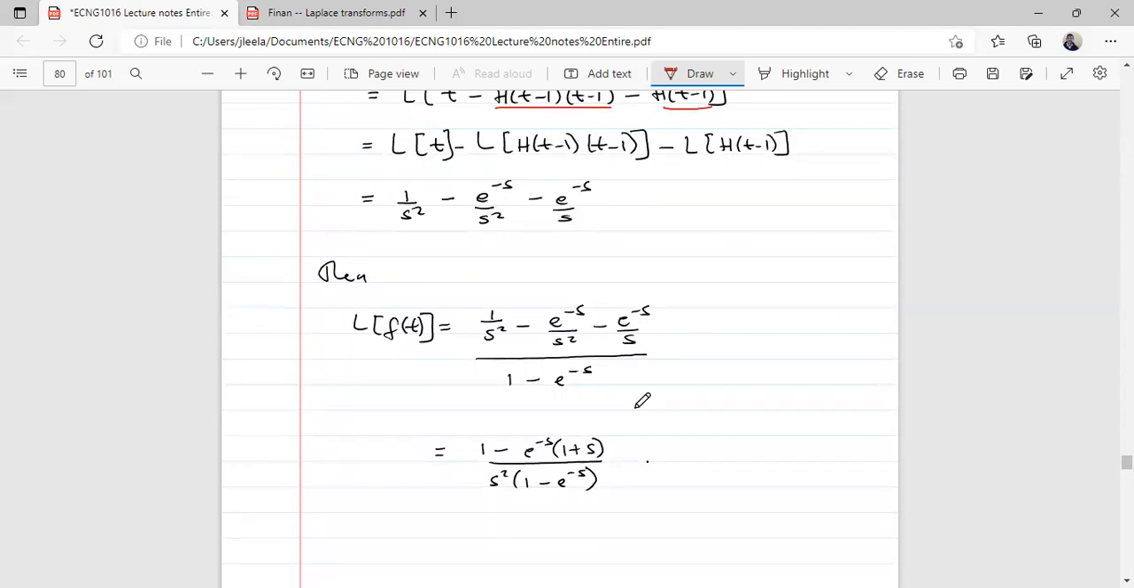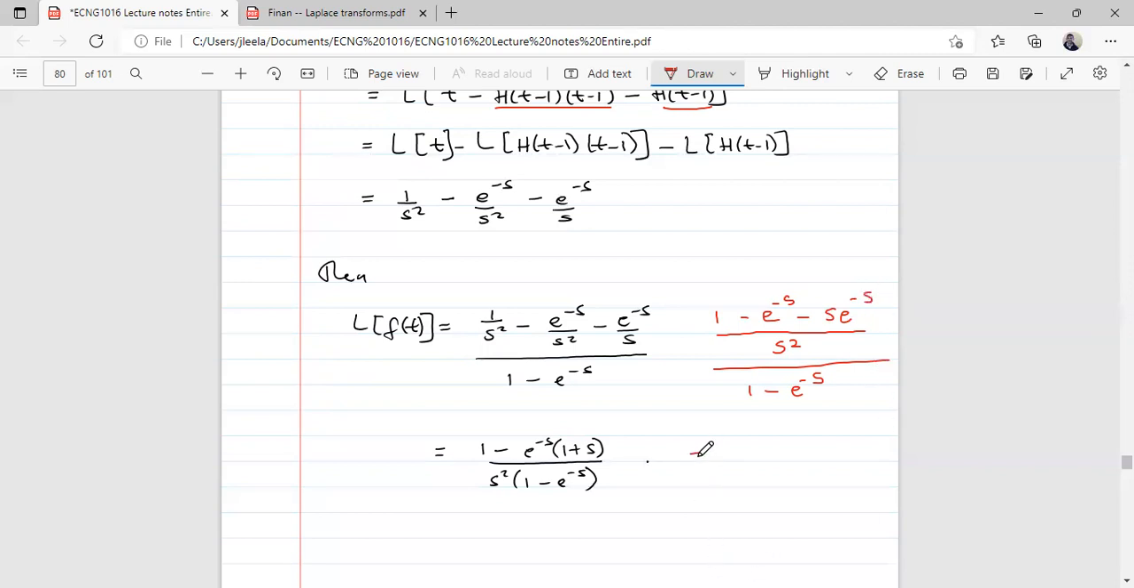Right? So this could be simplified. You get 1 minus e to the minus s into 1 plus s, all over s squared into 1 minus e to the minus s. If you want, we could do that step here. Make s squared your LCM in your numerator. So what you get is 1 minus e to the minus s, because the first two terms here have s squared as the denominator. But the third term you have to multiply by s, so that is s e to the minus s.